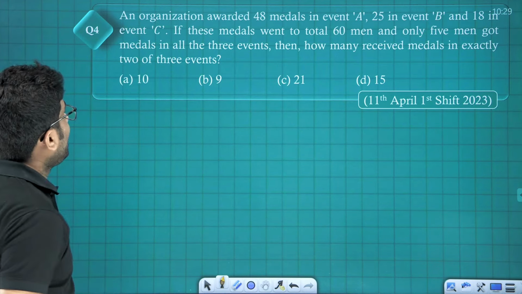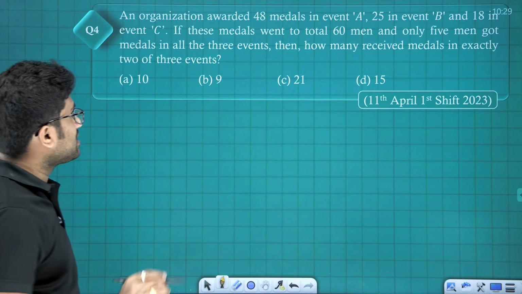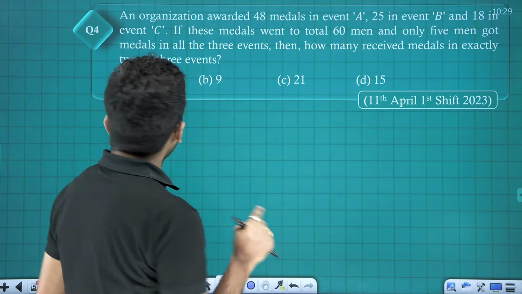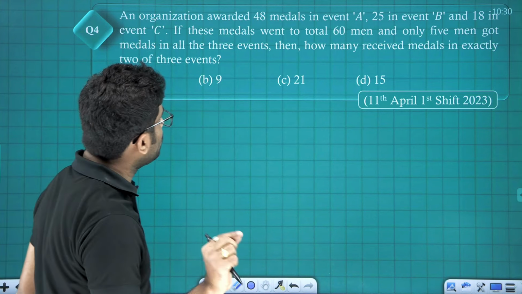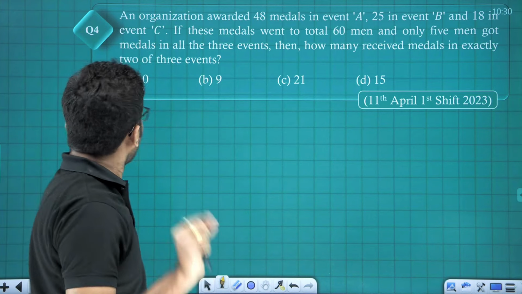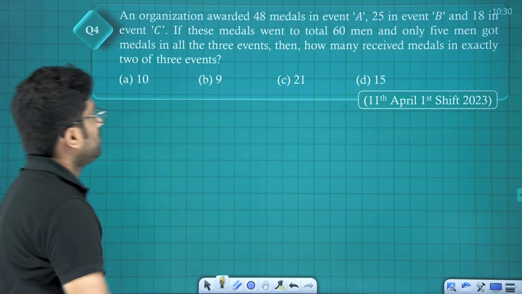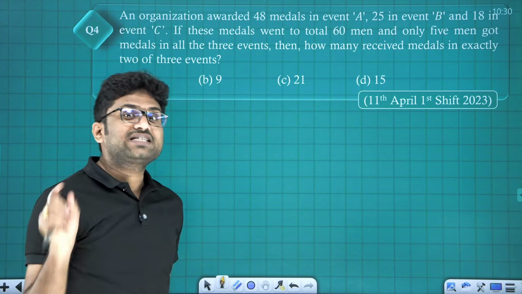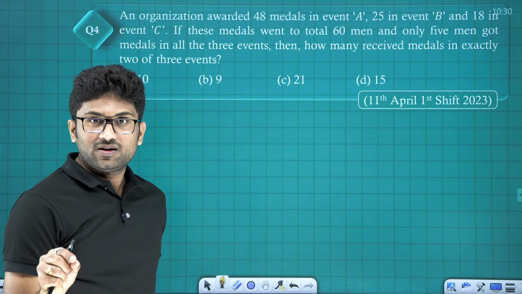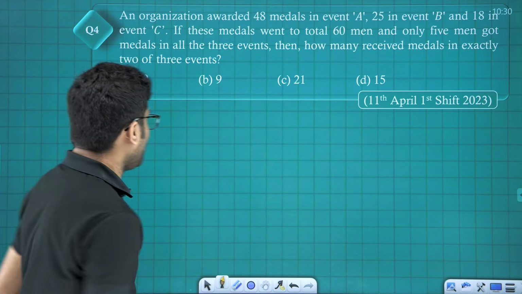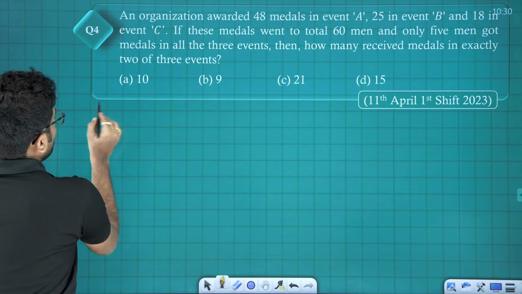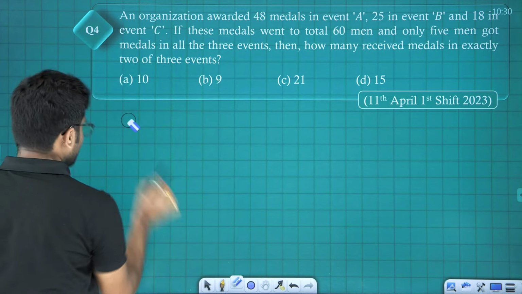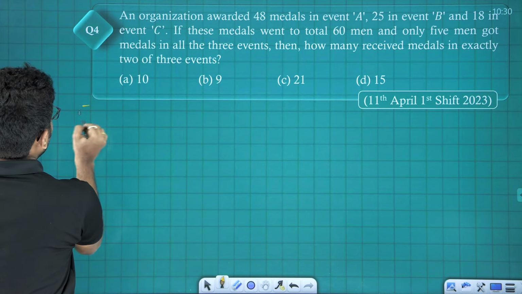Next question. An organization awarded 48 medals in event A, 25 in event B and 18 in event C. If these medals went to a total of 60 men and only 5 men got medals in all the 3 events, then how many received medals in exactly 2 of the 3 events? Exactly 2 of the 3 events means exactly 2 elements. So we need the number of elements in exactly 2.